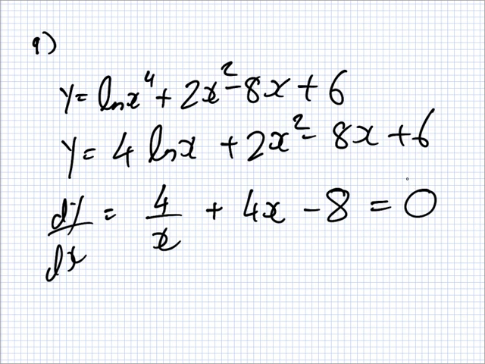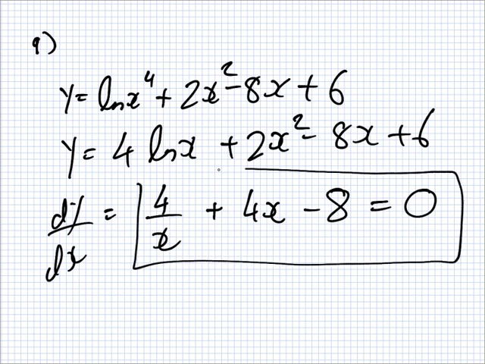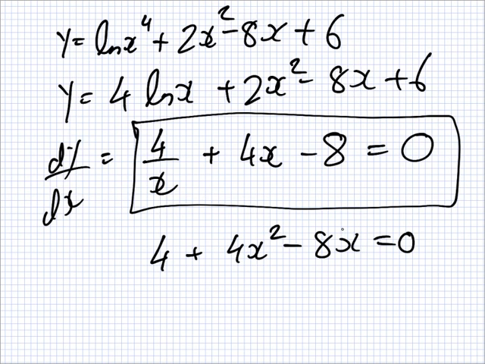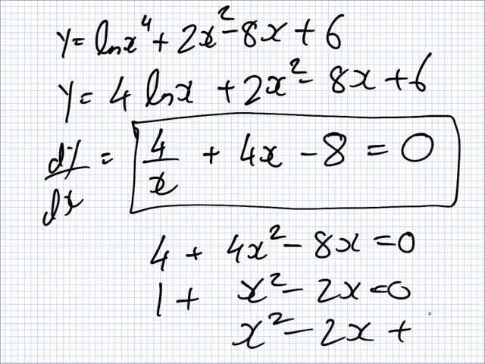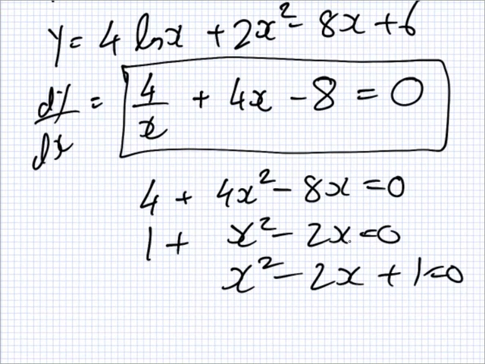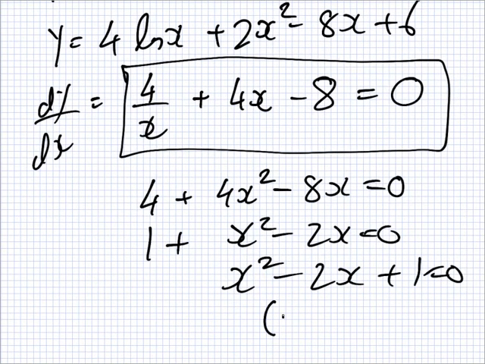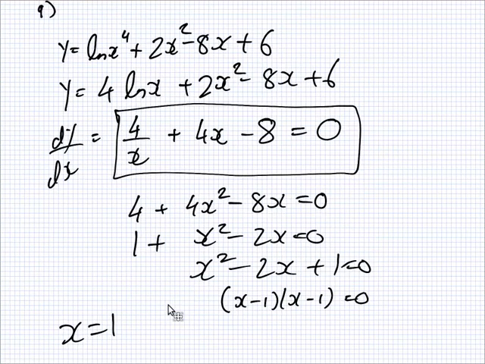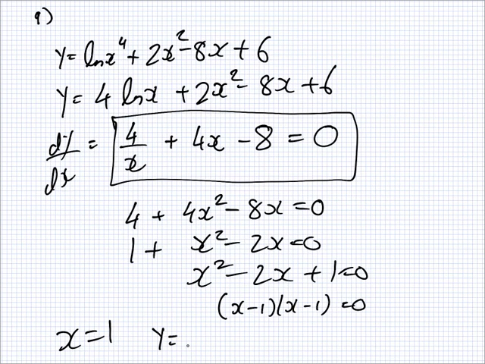Alright, so this guy's a little bit hard to solve. What should we do to solve this? Multiplied by x. So that's 4 plus 4x squared minus 8x equals 0. I think I'll divide by 4 next. So I'll have 1 plus x squared minus 2x equals 0. So I'll have x squared minus 2x plus 1 equals 0. How many answers does this have? It looks like it's just the one answer. X minus 1 equals 0. So x equals 1. And then that would mean y would equal 0.